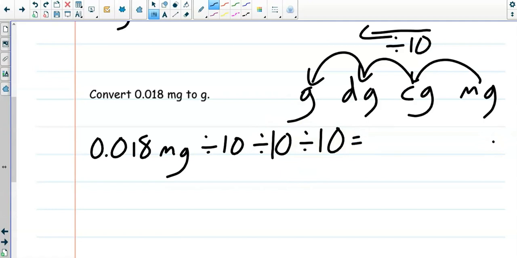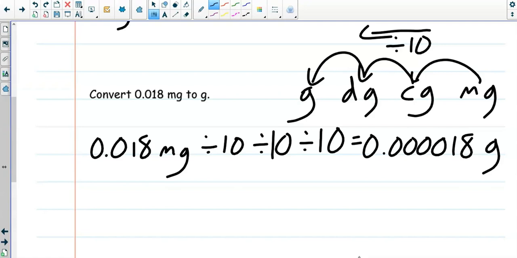So if I divide by 10 3 times, I will have that many grams: 0.000018. And there you go. Again, metric to metric, really easy. Multiplying by 10, dividing by 10.